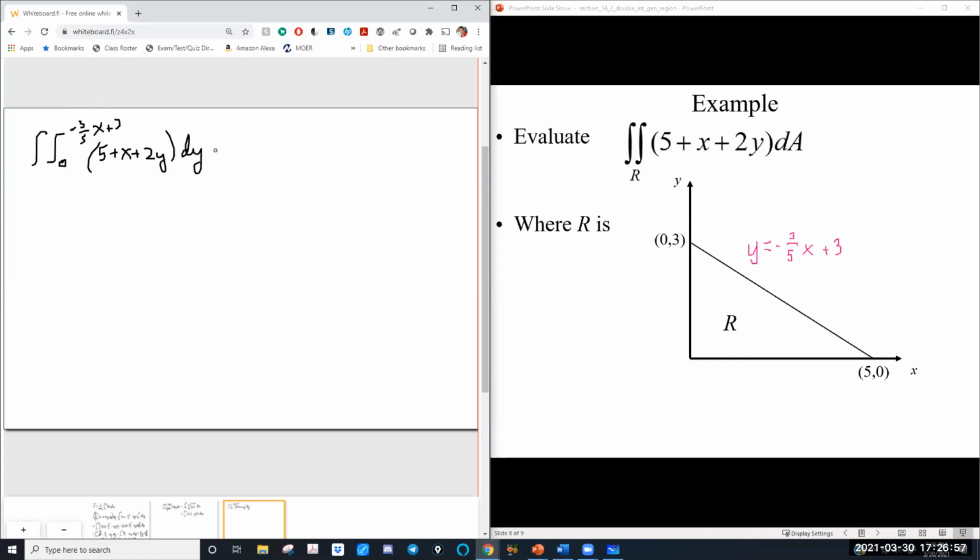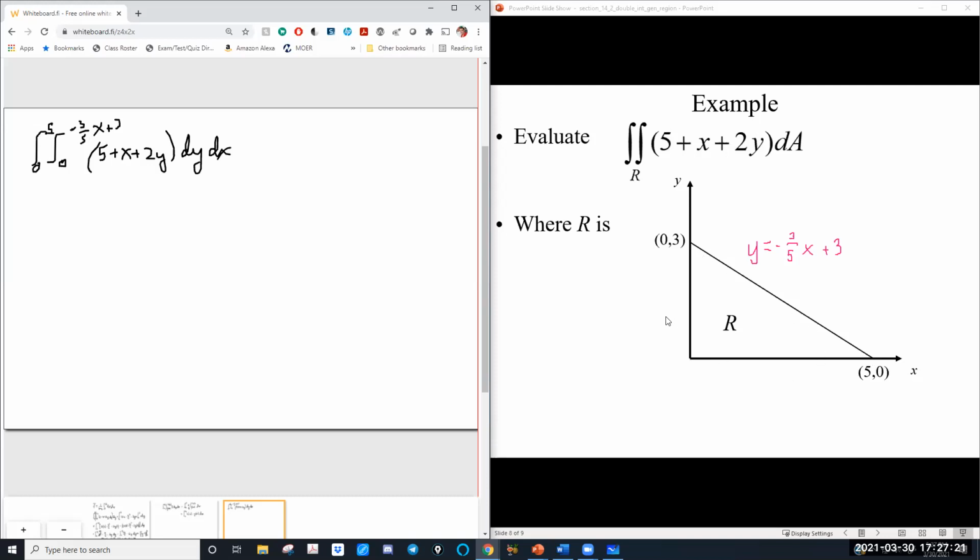Now your outside limits, they must be constants. They cannot be in terms of either variable. And we can see that X goes from 0 to 5. So that would be a setup for this integral that would calculate this function over this region.